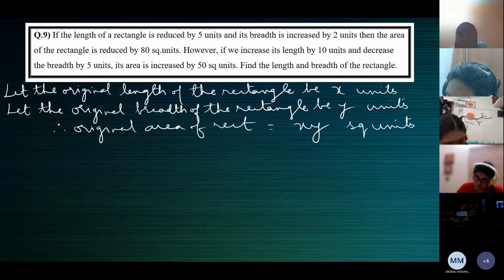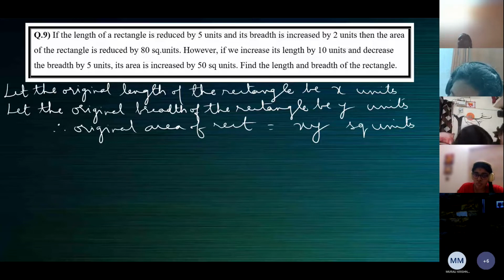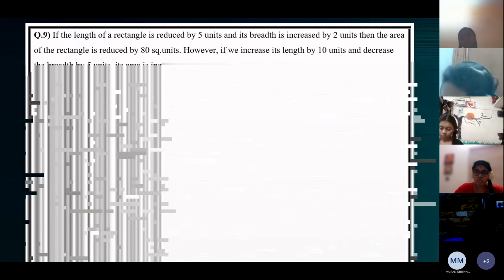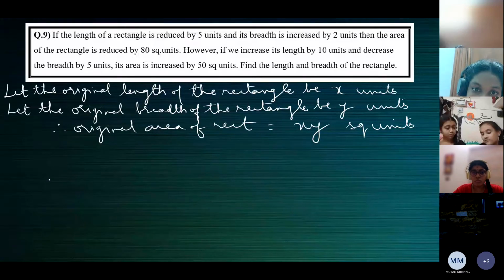Okay, so let the length be x, breadth be y. The original area will be xy, length into breadth, x into y square units. Now, the question. I know I did not read the question for you. It's about a rectangle, length and breadth, and we have to find the length. So I've assumed the length to be x, breadth to be y. So the original area will be x into y, xy square units.